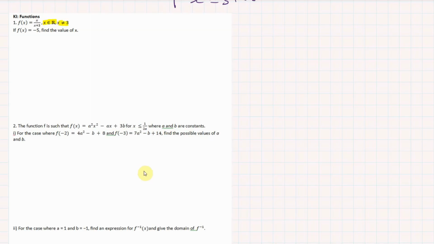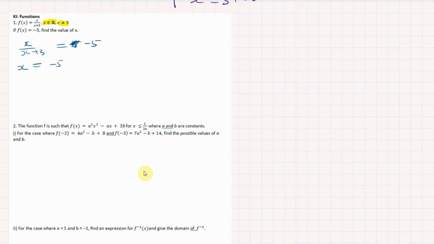And we've got to find the value of x when the function is equal to minus 5. So we're just going to go x over x plus 3 equals 5. And then the next step is to multiply across the x plus 3. Oh, sorry, it's meant to be minus 5. Read the question, minus 5.